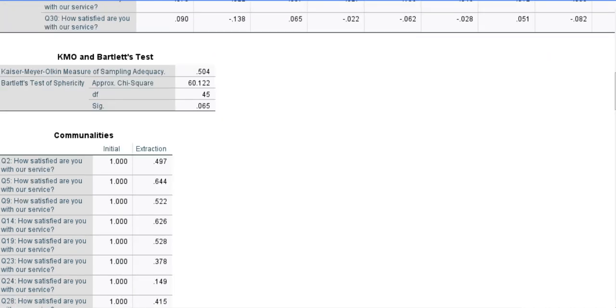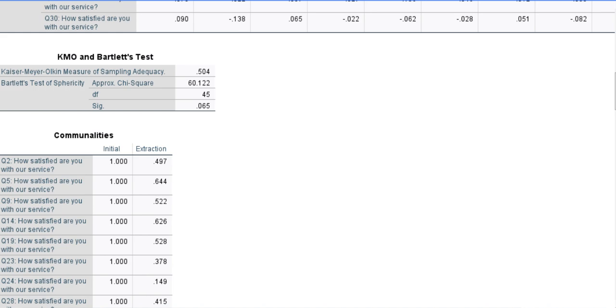For the KMO measure of sampling adequacy, we see that the number is just a touch over 0.5, which technically could be used, but to put all the time and effort into it, we want to see that number over 0.6. So I'm going to say that this one is insufficient.